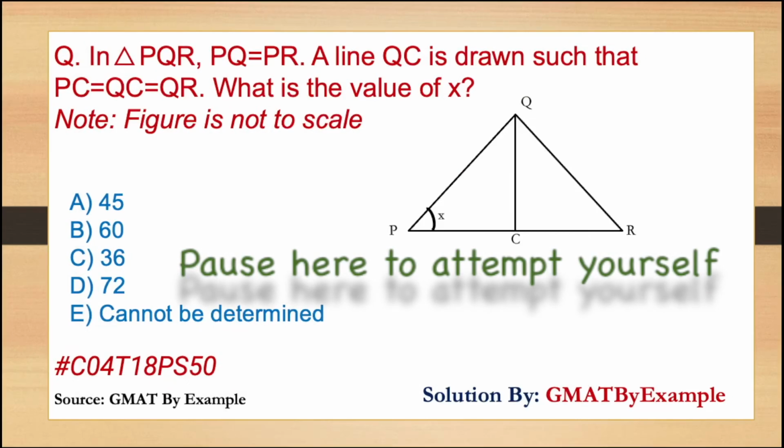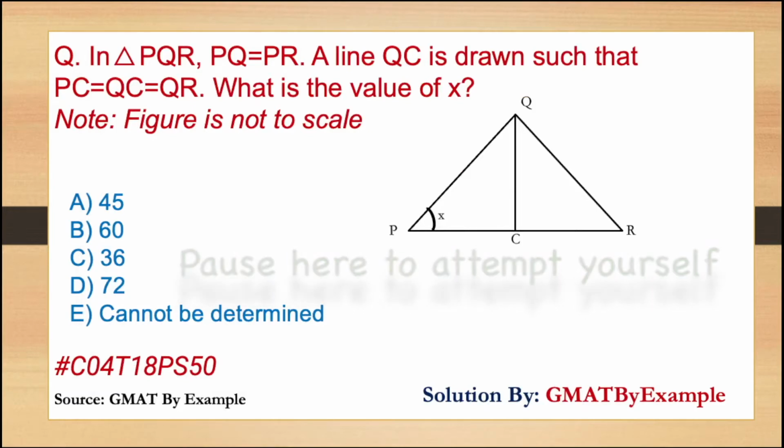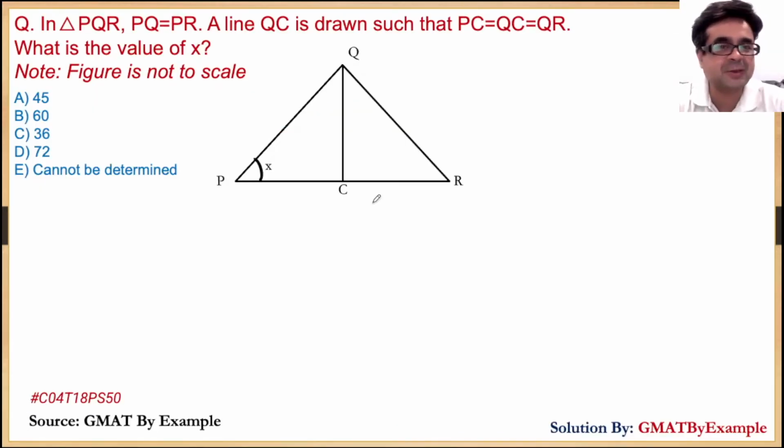Before we solve this question, please take a moment to solve it yourself and then follow along. Before we get started and read the question, let me tell you the mistake people make. About 20 to 30% of the people make the mistake of assuming this as a 90-degree angle and getting X as 45, marking A as the answer choice and moving forward. What they miss is this note which says that figure is not to scale.